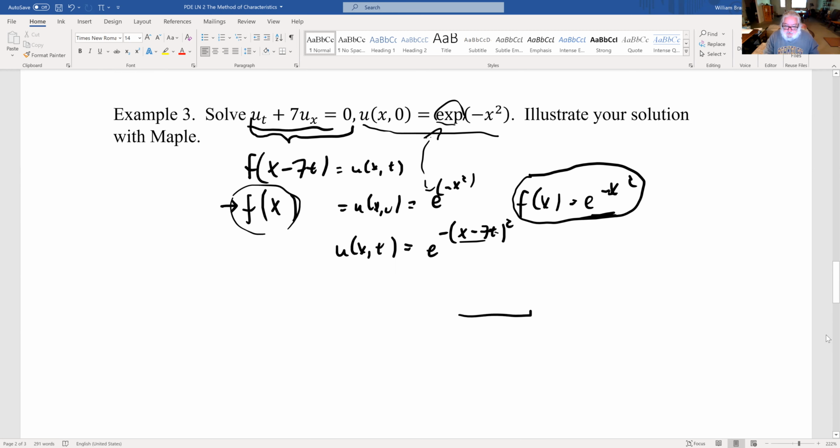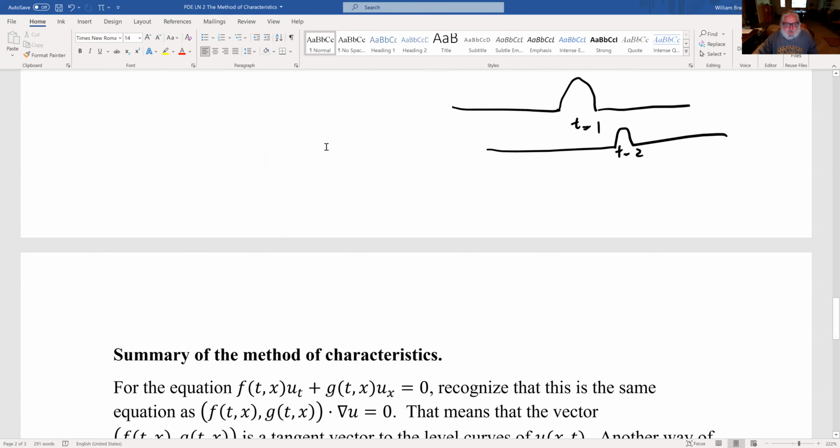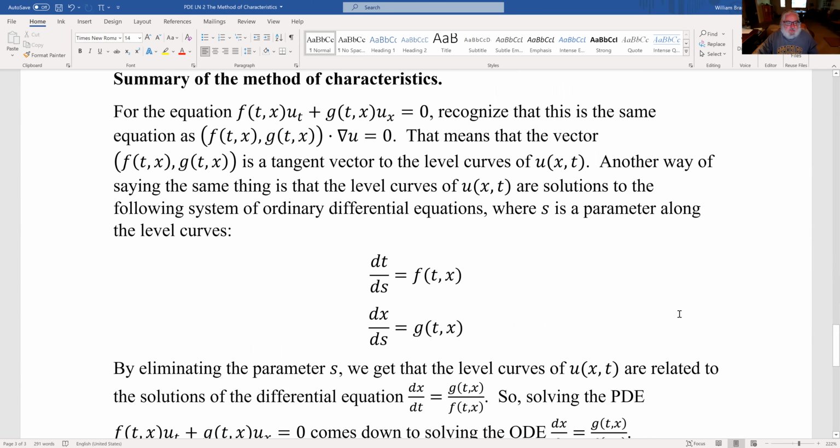This shape, which is like this, well, that's a bad drawing of it, at t equals 0, and then at t equals 1, it's moved to the right a little bit, and at t equals 2, it's moved to the right a little bit more. So you state your initial shape, and then the transport equation transports it downstream at, you know, speed of 7 units per whatever. So what's the summary of the method of characteristics?